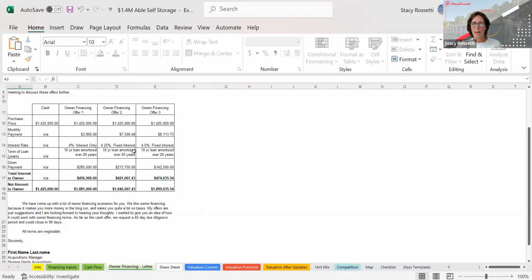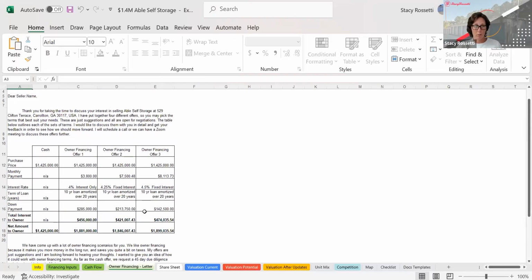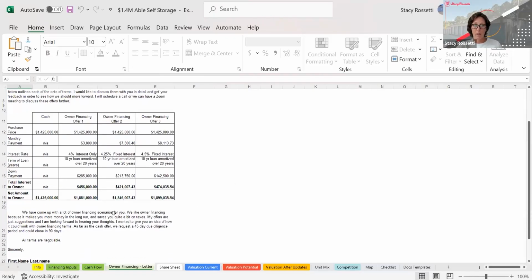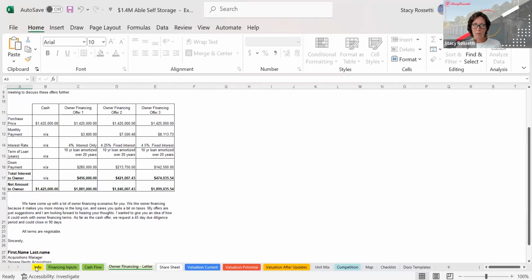So this isn't really the final offer, but this is the offer letter to get the wheels turning in the owner's brain of what could possibly be, or let's just get started on the negotiations. We could try to create a win-win situation. Okay. So that's how that works.